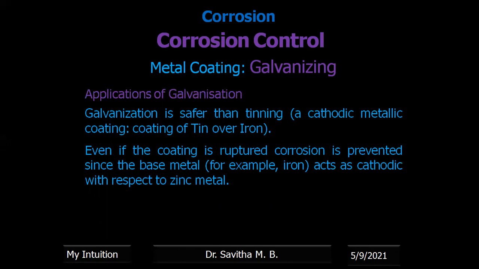Okay, application: it is safer than tinning. Tinning is a process wherein tin is coated over iron. Okay, that is an example for cathodic metal coating, because tin is cathodic with respect to the iron. Okay, it is safer than tinning, because even when the zinc coating is slightly ruptured at certain areas, it will be exposing the base metal, which is cathodic with respect to the zinc. Therefore zinc will be undergoing corrosion, and then also it will safeguard the base metal, that is iron.